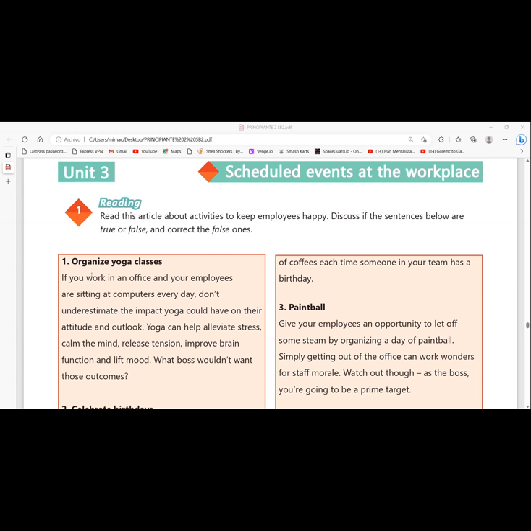One more time. If you work in an office and your employees are sitting at computers every day, don't underestimate the impact yoga could have on their attitude and outlook. Yoga can help alleviate the stress, calm the mind, release tension, improve brain function, and lift mood. What boss wouldn't want those outcomes? This is the first activity.